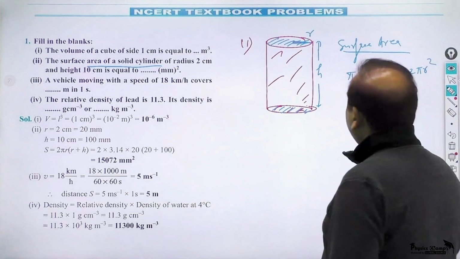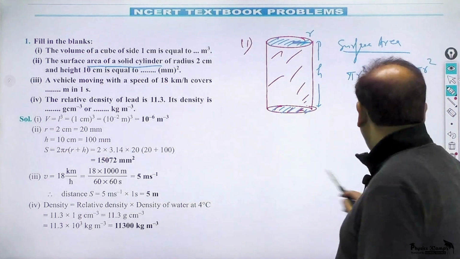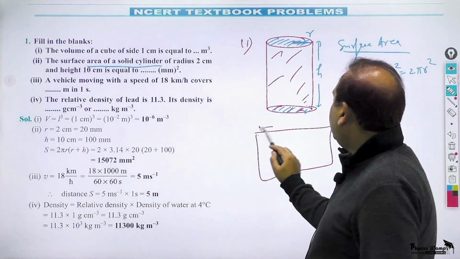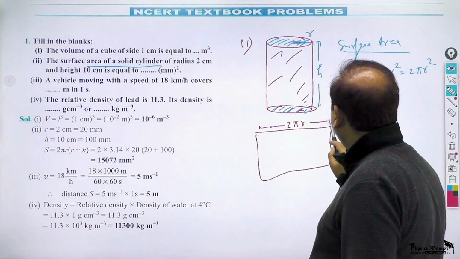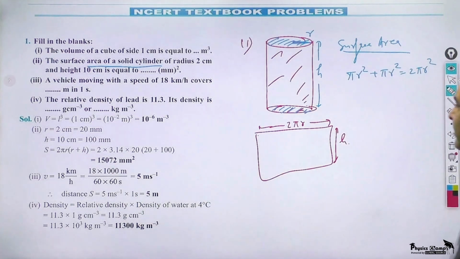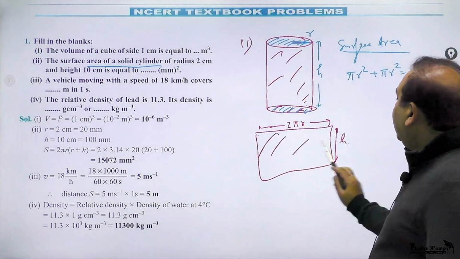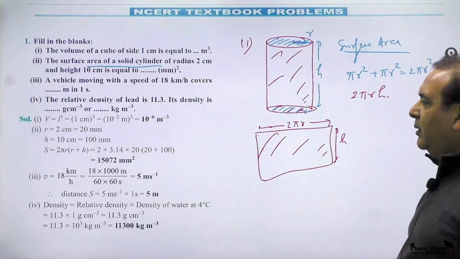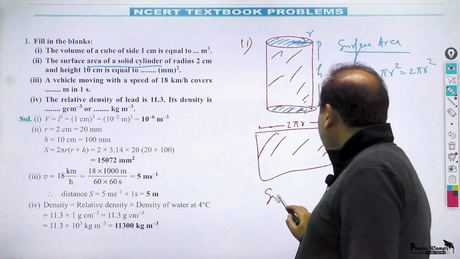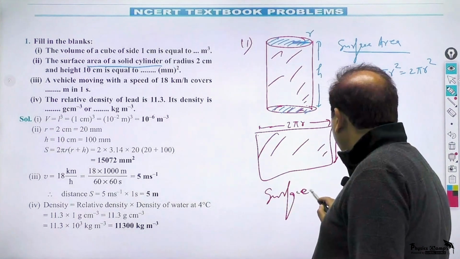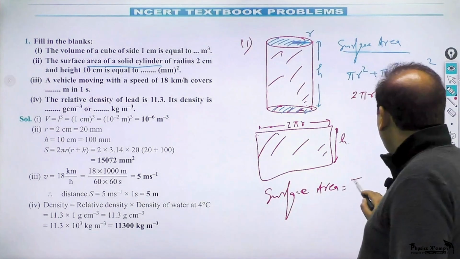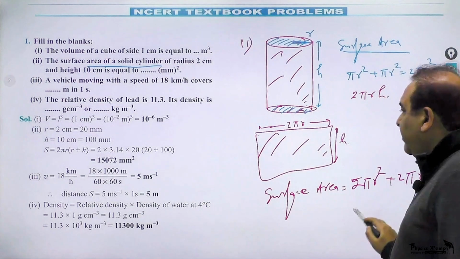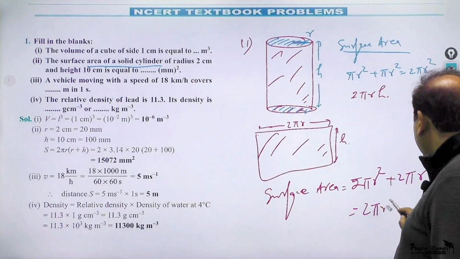This is the surface area of the two sides. And then the curved surface, if you make it flat, gives 2 pi r into h. So the other part of its area will be 2 pi r h. If we say what is the total surface area, it comes out to be 2 pi r square plus 2 pi r h. So it is 2 pi r into (r plus h).